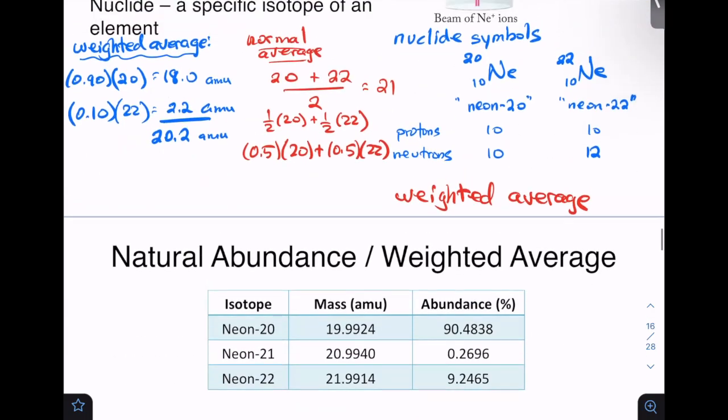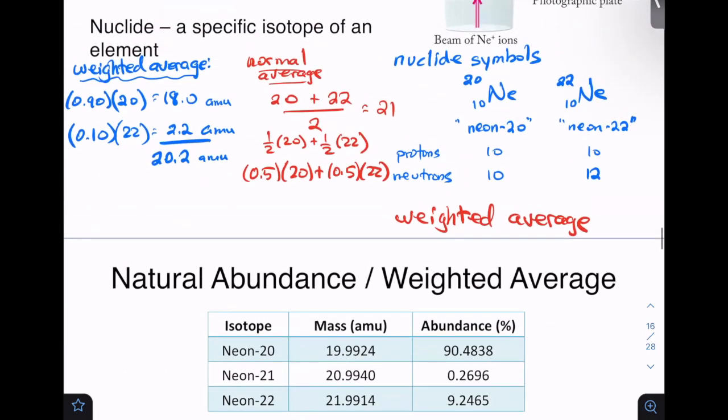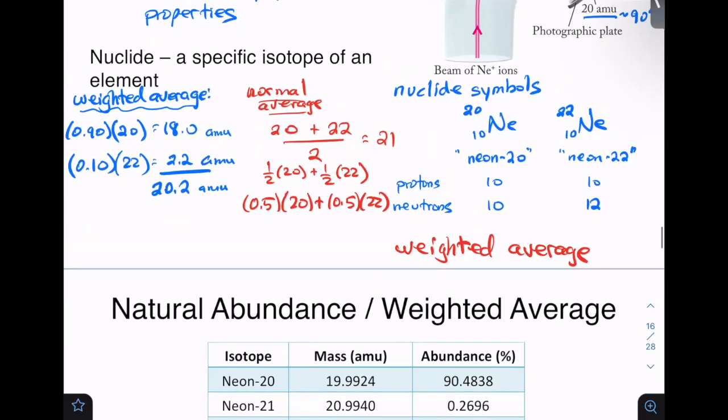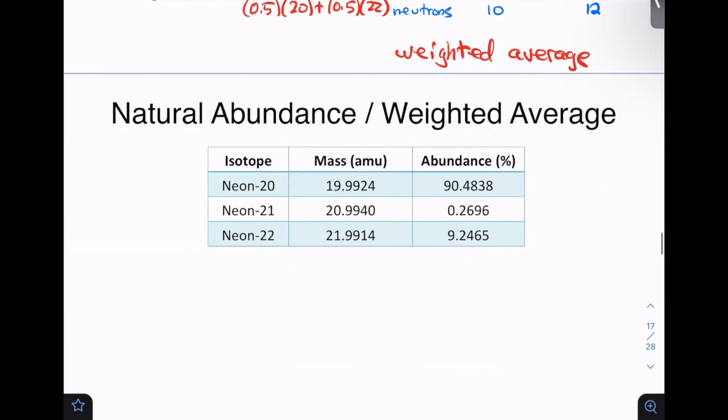Now, another reason that the numbers don't come out exactly the same is I've been using the nominal mass of 20 and 22 for these isotopes. It turns out if we were to discuss things like radioactivity and nuclear chemistry, you would find an explanation for why. I'm not going to get into that. I would love to, but there's just not time. The actual mass for neon-20 is not 20 AMU, it's 19.9924 AMU, and so on and so forth.